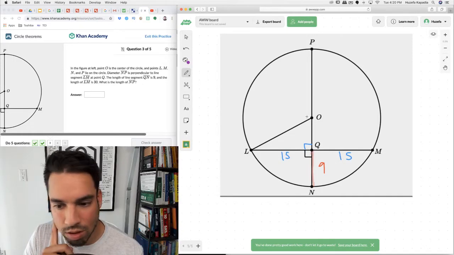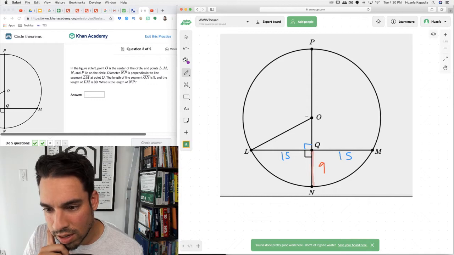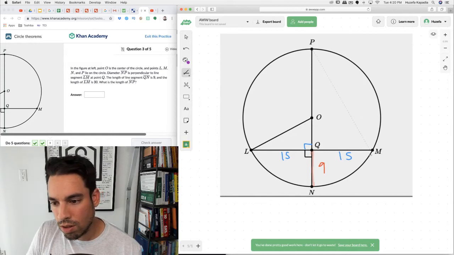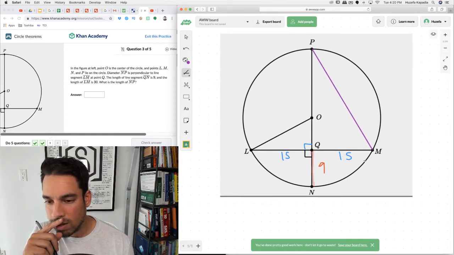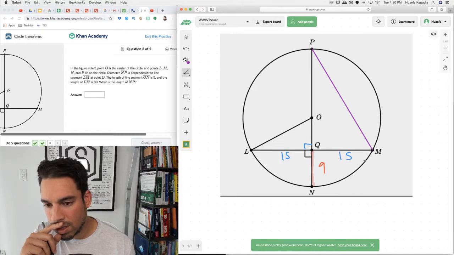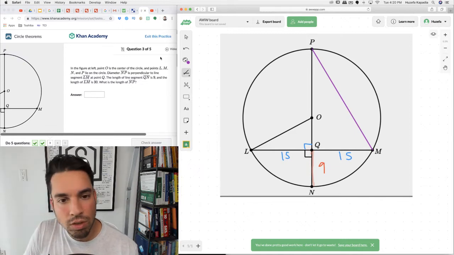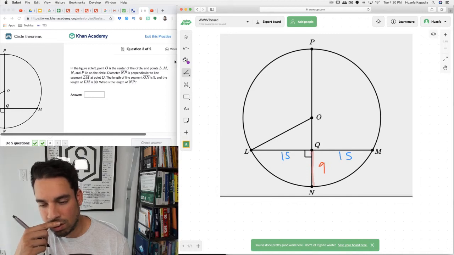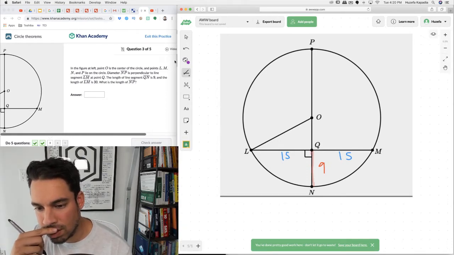The length of LM is 30. Is there anything else that we can draw here? Let's see. What if I draw this chord and I get 15? Do I know anything about these angles? 15. Is this a 30, 60, 90? Hold on. Let's see, I think special right triangle. So I know that that's 15.